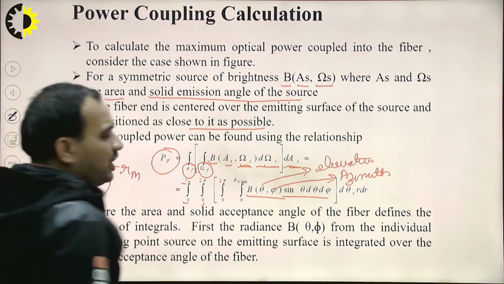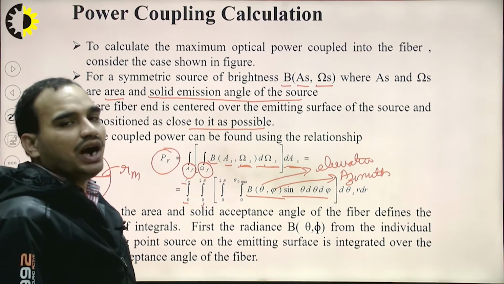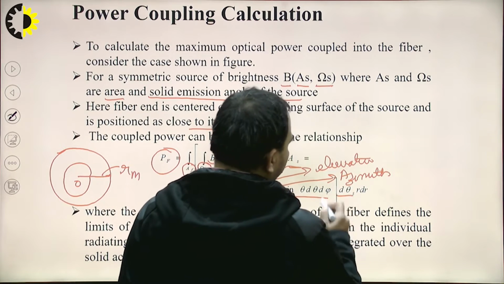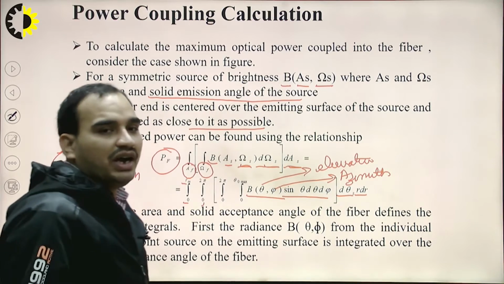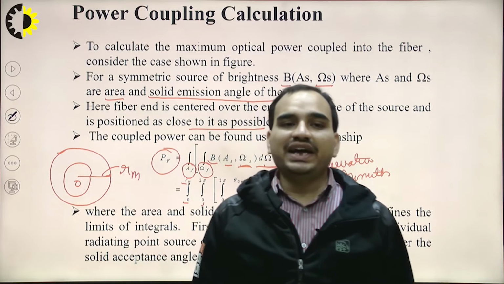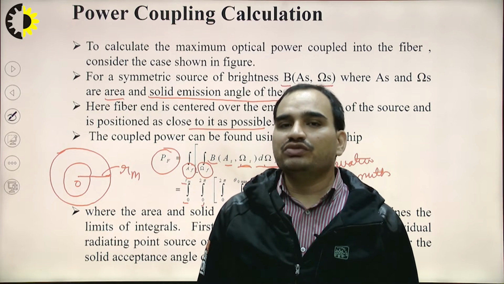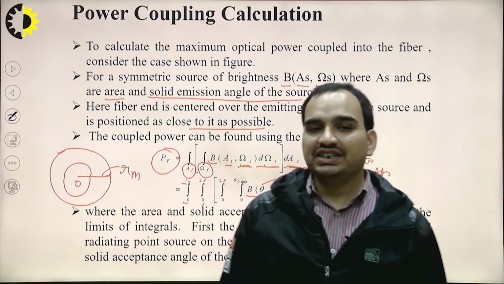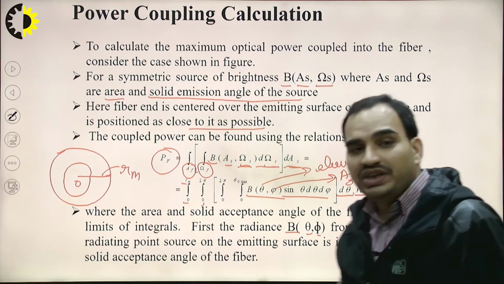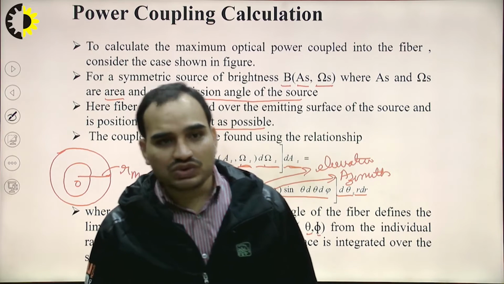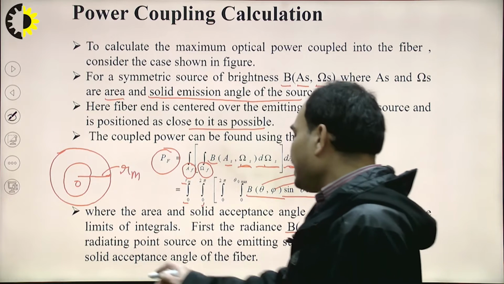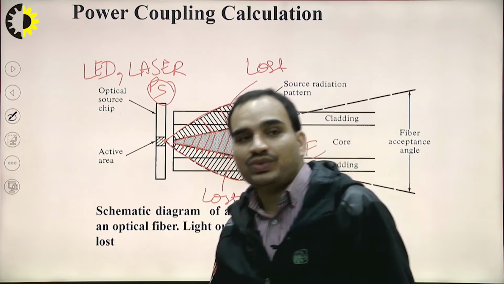Now for a spherical coordinate system, we have r, theta and phi. So sin theta d theta d phi, and d theta s, and the radius is given by r dr. The area and the solid acceptance angle of the fiber define the limits of the integrals. First the radiance, which is a function of theta and phi from the individual radiating point source on the emitting surface, is integrated over the solid acceptance angle of the fiber.